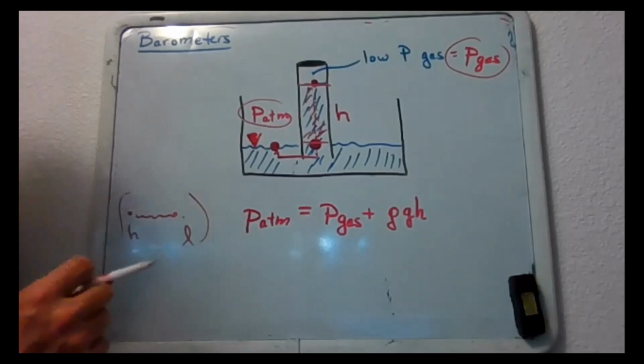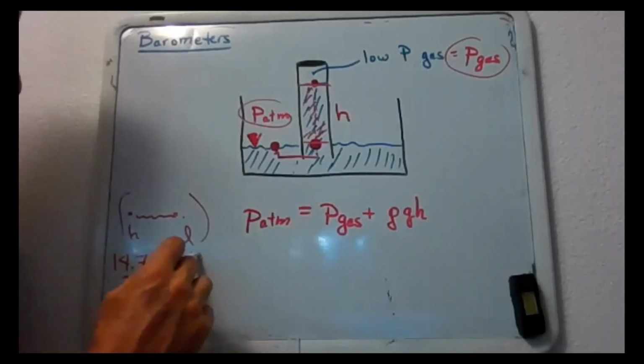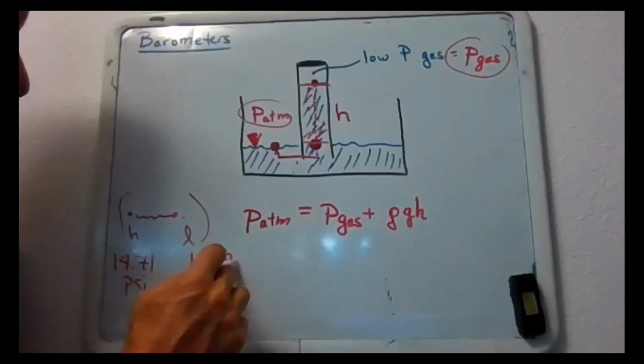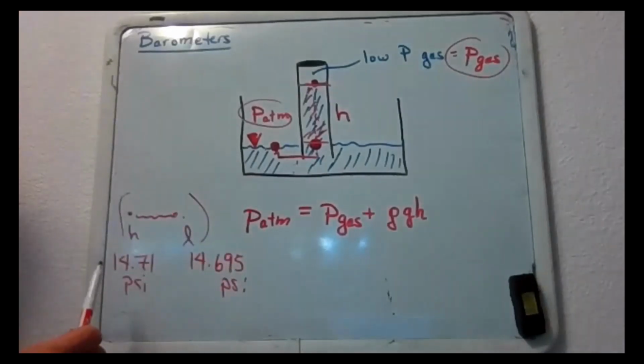Even though these pressures might be very, very minute in difference, like this might be 14.71 PSI, and this might be 14.695 PSI, hardly any difference in pressure between those 2 points, it turns out it's enough to have some pretty profound effects.